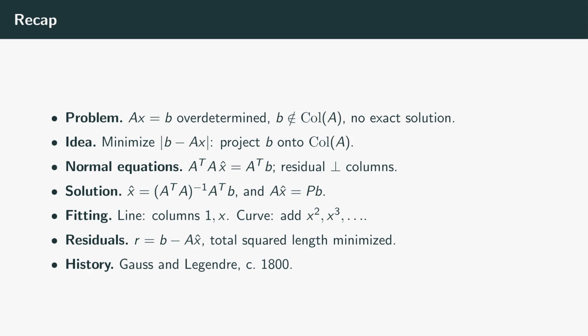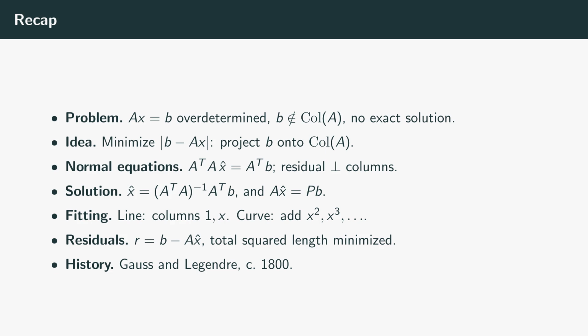Let's recap. The problem, an overdetermined system AX equals B, where B lies outside the column space of A, so there's no exact solution. The idea, instead of solving exactly, minimize the length of the residual B minus AX, which means projecting B onto the column space, the closest reachable target. The condition that the residual be perpendicular to every column gives the normal equations, A transpose A times x hat equals A transpose B. Solving them yields x hat equals the inverse of A transpose A times A transpose B, and the fitted values AX hat are exactly the projection of B.